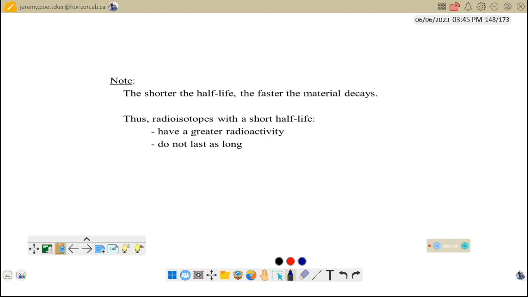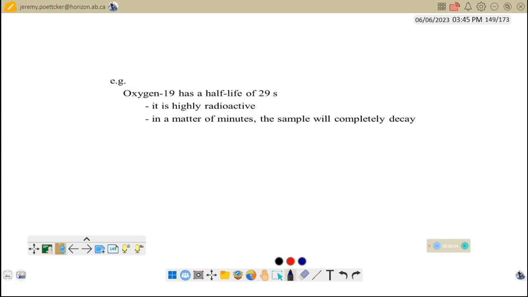All right. You need to know, the shorter the half-life, the faster the material decays. So radioisotopes with a short half-life have greater radioactivity, and they don't last as long. So oxygen-19, half-life of 29 seconds, which means it's highly radioactive. In a matter of minutes, it'll be totally gone. In 29 seconds, half of it's changed to something else. Another 29 seconds, 75% is gone.